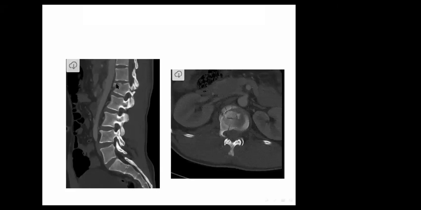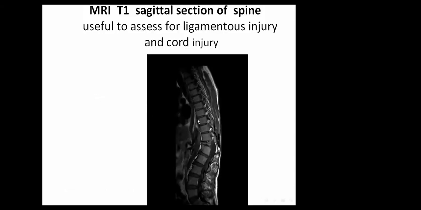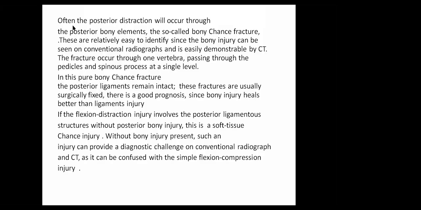In a Chance fracture, all three columns are disrupted, as seen on MRI, CT sagittal section, and CT axial section. MRI is also used for assessment of ligamentous injury and cord injury. T1 MRI shows the Chance injury causing compression on the spinal cord. Often there is posterior bony disruption, which is called a bony Chance fracture.